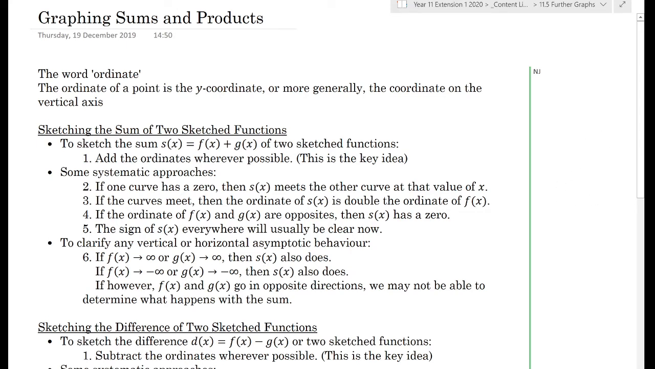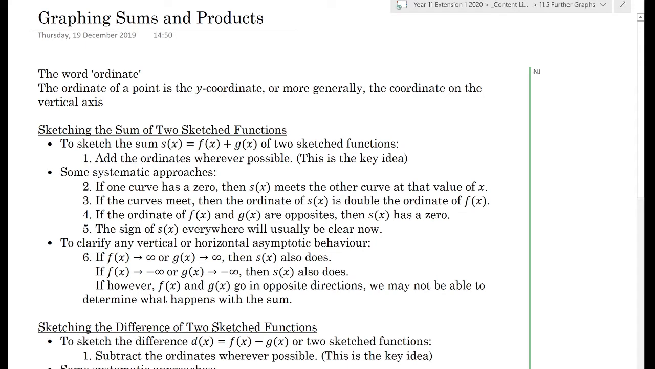And last but not least, the sign of s of x everywhere will usually be clear now. So basically, if you have big positive versus small negative, like this, here's the 0 here, so my points are between these 2 here. Big versus small, so it means that I'm probably going to just have a small one in between there. Something along those lines.